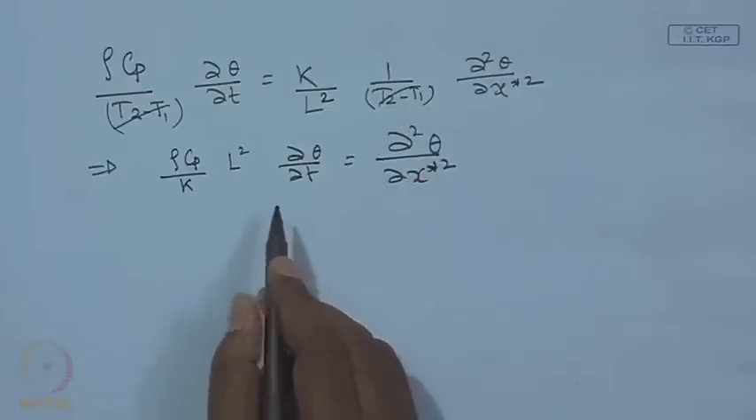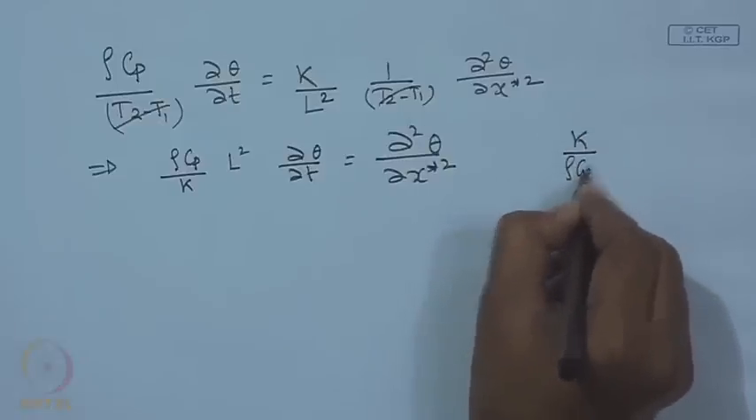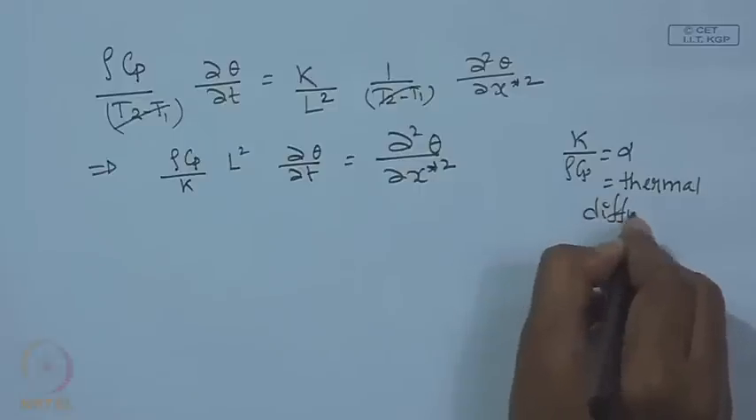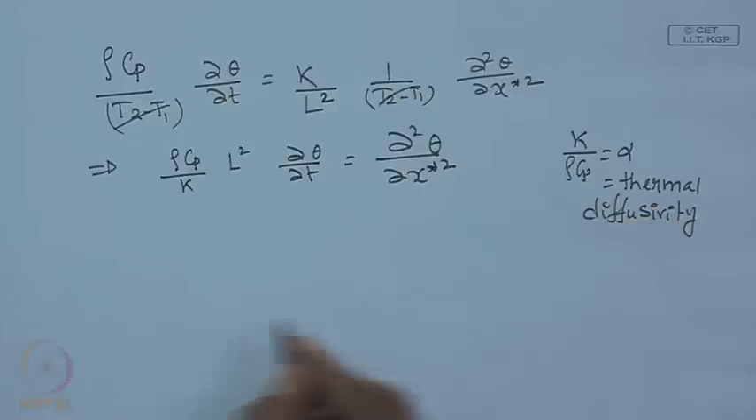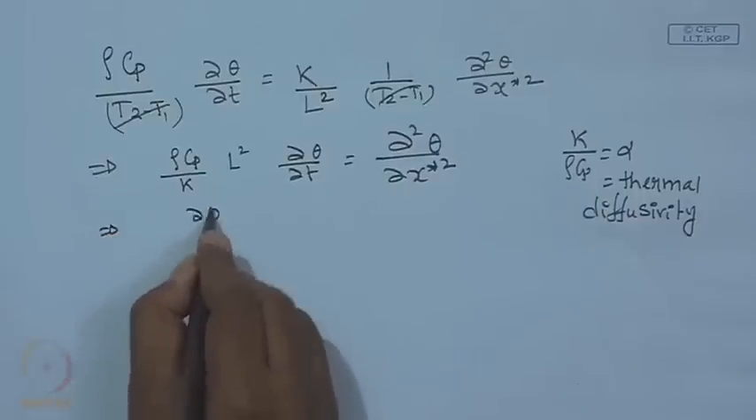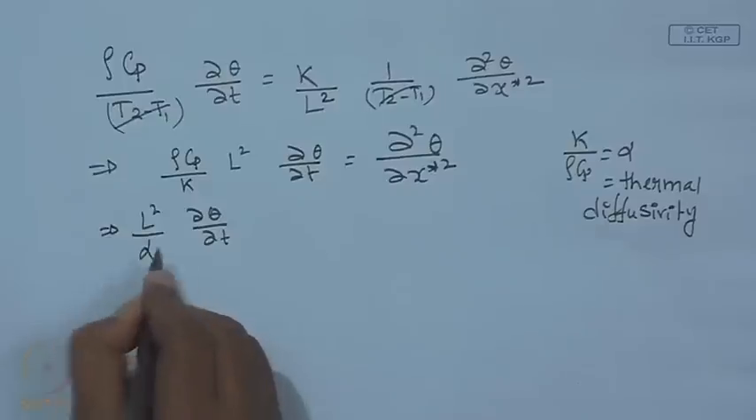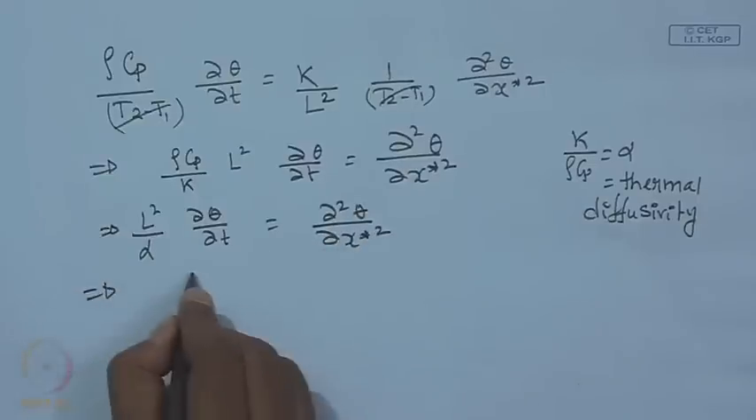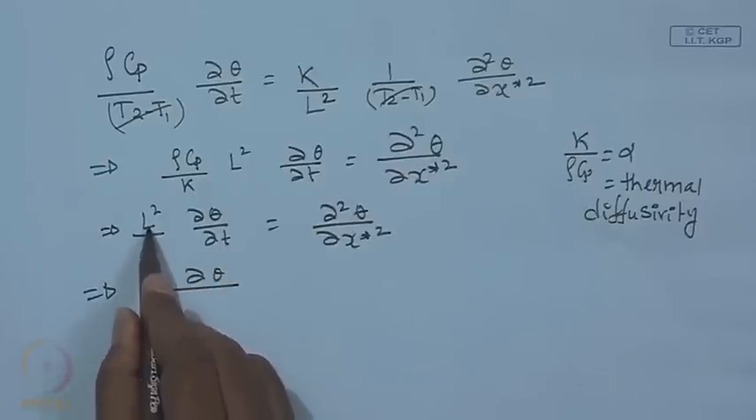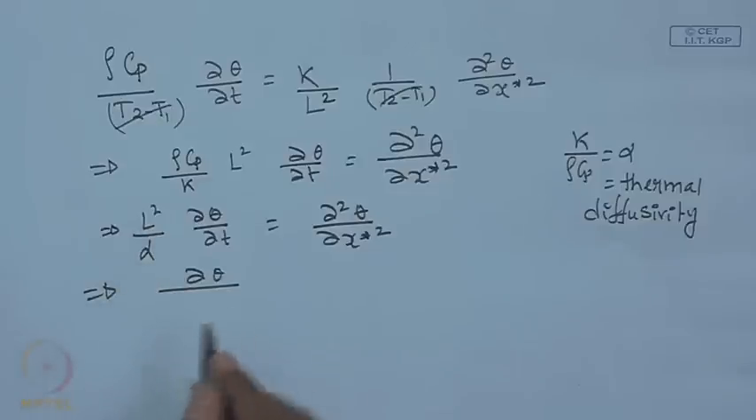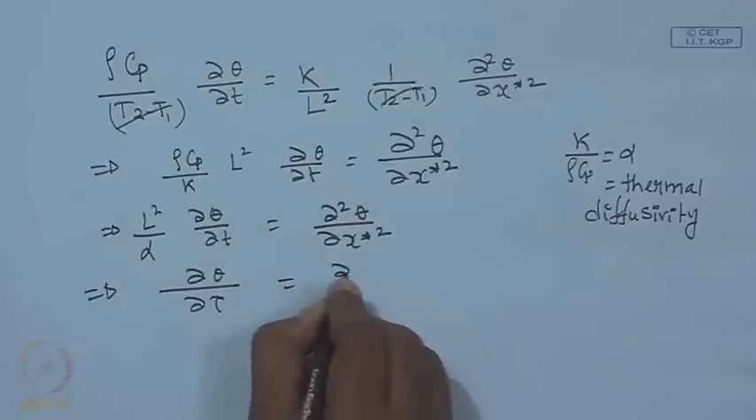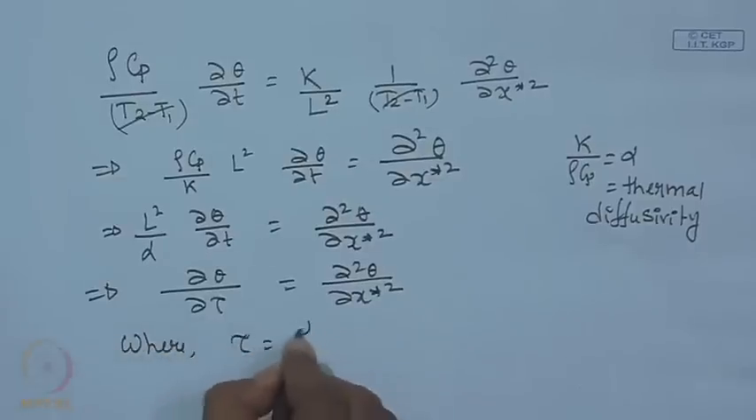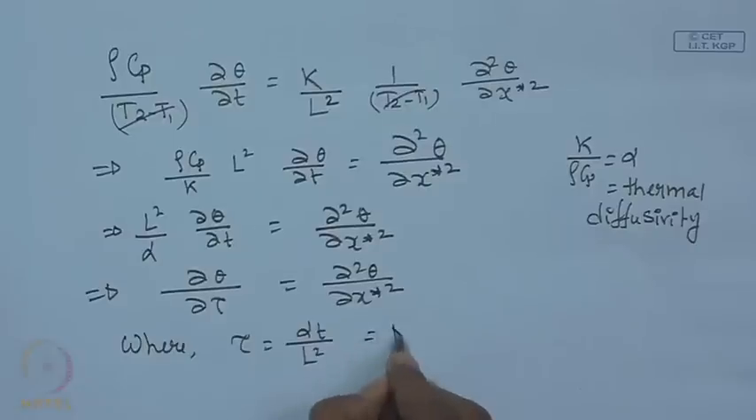So, we define k by rho Cp as alpha. Alpha is nothing but the thermal diffusivity. So, we write it as L square by alpha del theta del t is equal to del square theta del x star square. If you look at alpha by L square, it has a unit of second inverse. So, this becomes del theta del tau is equal to del square theta del x star square, where tau is equal to alpha t over L square. This is a non-dimensional time.